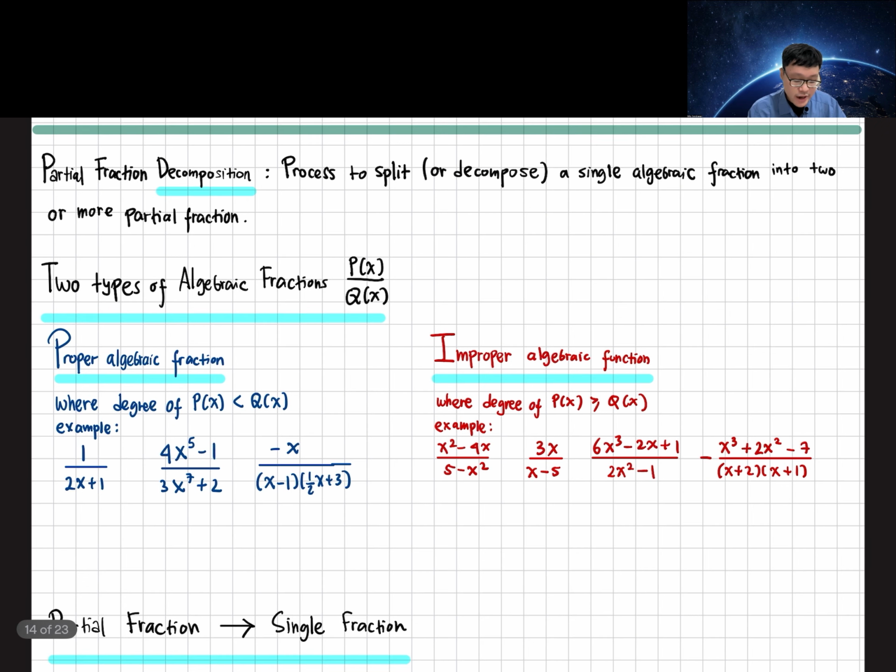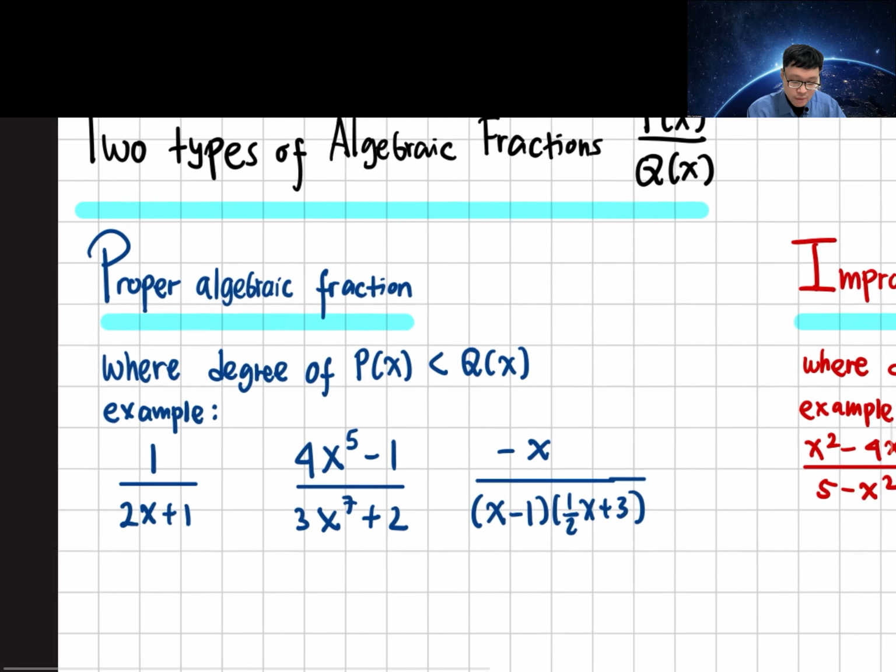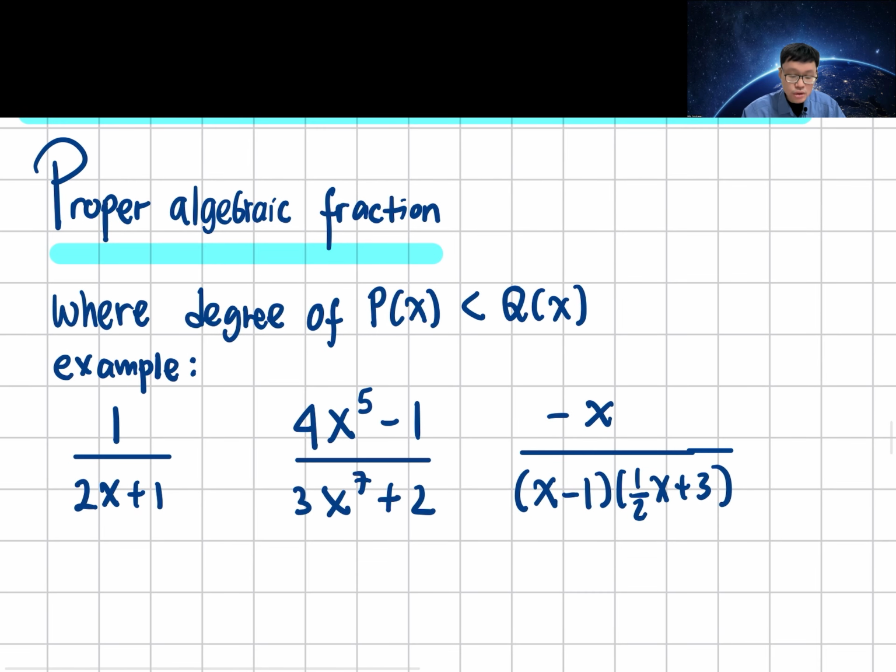Let's say I have an algebraic fraction in the form of P(x) over Q(x). P(x) is the numerator while Q(x) is the denominator. We have two types based on the degree, or the highest power of x, for P(x) and also Q(x). The first one is a proper algebraic fraction, where the degree of P(x), the numerator, is less than the degree of the denominator, Q(x). Let's take a look at examples.